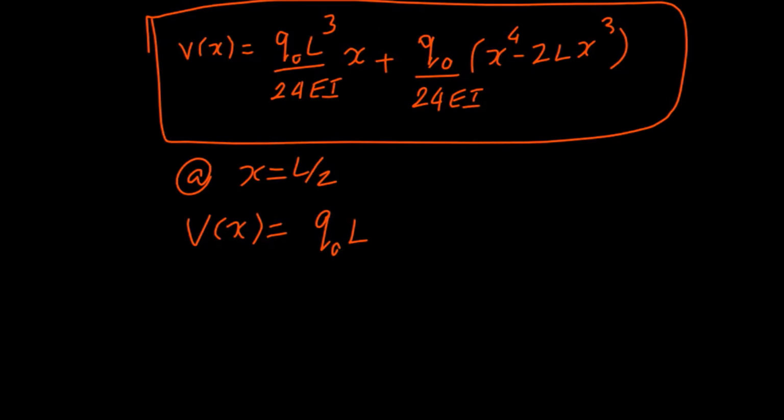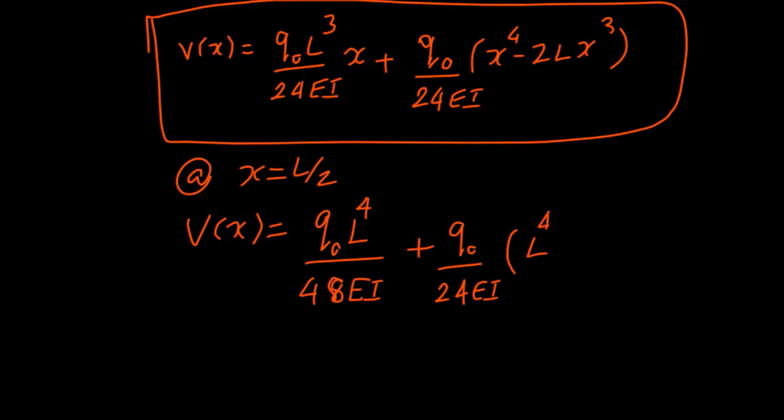If you substitute the value of x is equal to L by 2, it becomes Q naught L raised to the power 4 divided by 48 EI. So that is what you will be getting. Plus Q naught divided by 24 EI. All you have to put is x is equal to L by 2. If you substitute x is equal to L by 2, it is L raised to the power 4 divided by 16 minus 2 into L raised to the power 4 divided by, what are you going to get in the denominator? It is 2 raised to the power 3. That becomes 8.